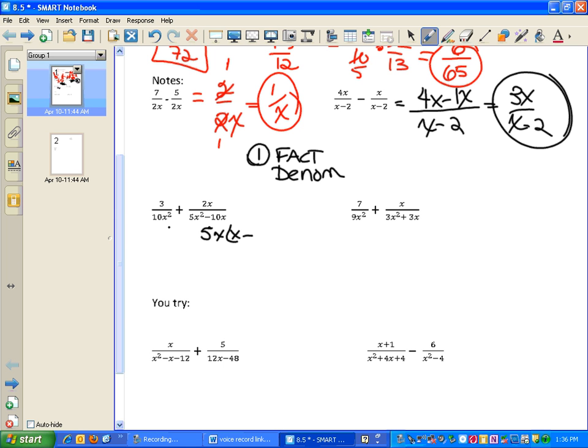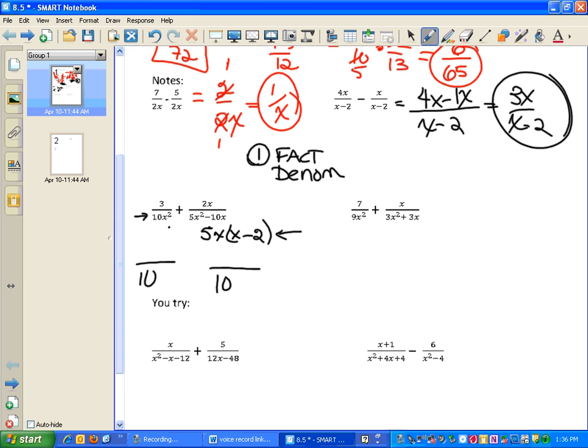x minus 2. So remember, common denominators are created by factoring and then making sure that all denominators have the same factors in them. Okay? So this denominator is 10x squared. This denominator is 5x times x minus 2. Agreed? All right, so if I give you a 10 in the denominator and a 5 in the denominator, what would your common denominator be? Okay, that means all of these need to have a 10 in there.